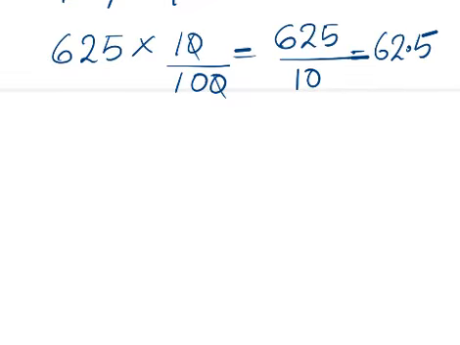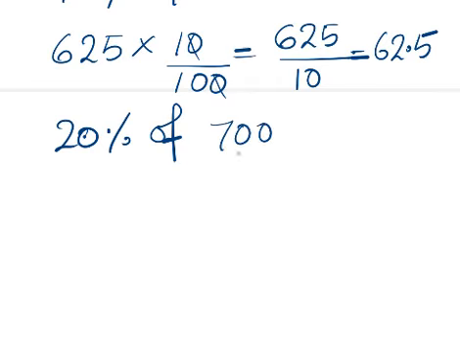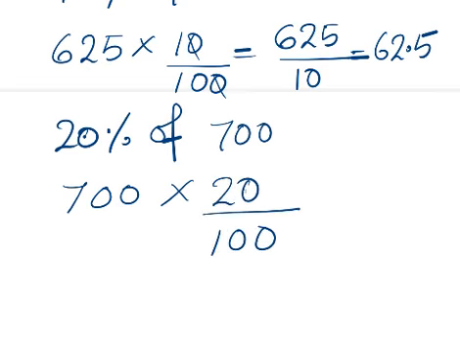Okay, then another example. 20 percentage of 700. So we are going to find 20 percentage of 700. First write that number, 700 times 20 over 100. 20% means 20 per 100. So we can cancel one zero, then one more zero. So the answer is 7 times 2, that is equal to 14.